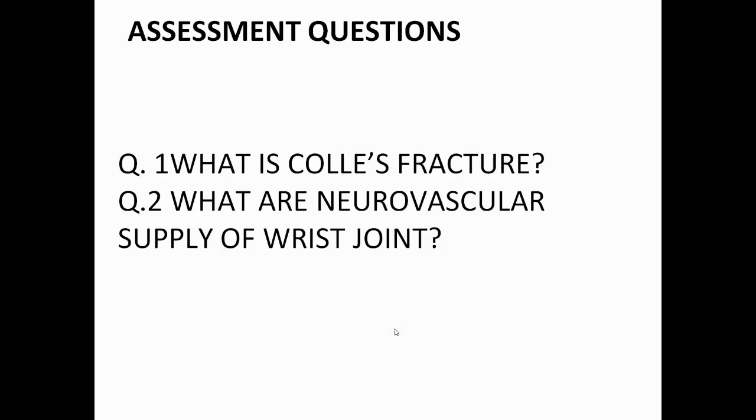Now this is the assessment question. You have to assess yourself by answering these questions. First, what is the Colles fracture? You have to describe and tell this condition in detail. And what is the neurovascular supply of the wrist joint, why is it important, and in which situation is it disturbed, and what is the pathology of disturbance of the neurovascular supply?